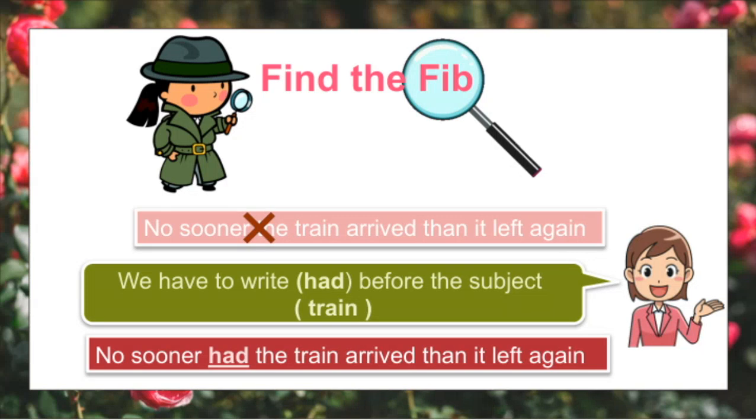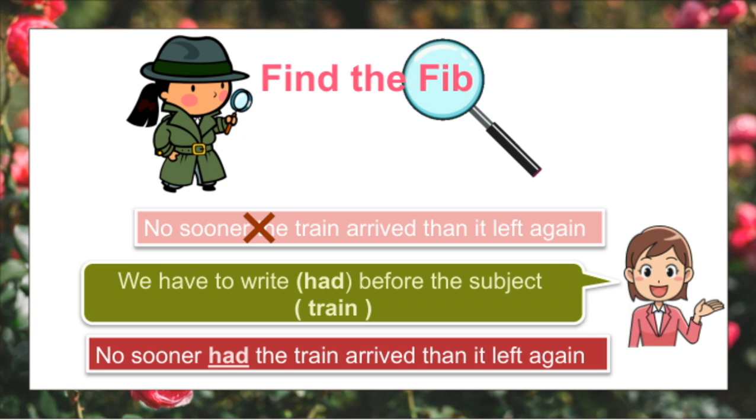So let's look at this sentence. "No sooner had the train arrived than it left again." This is a classic example of a structure we use to show that one event happened immediately after another. Notice that we need to include had before the subject the train, making it had the train arrived. That's because we're using the past perfect tense here to emphasize the sequence of events.